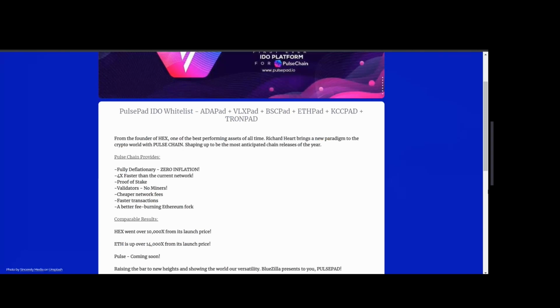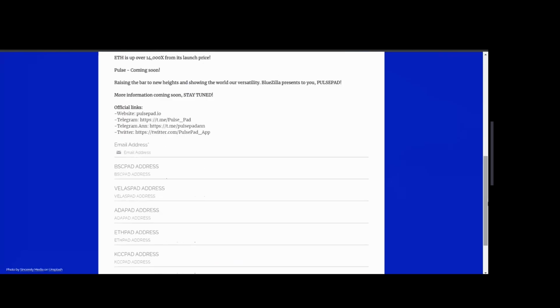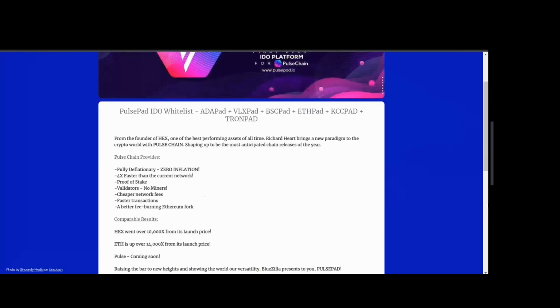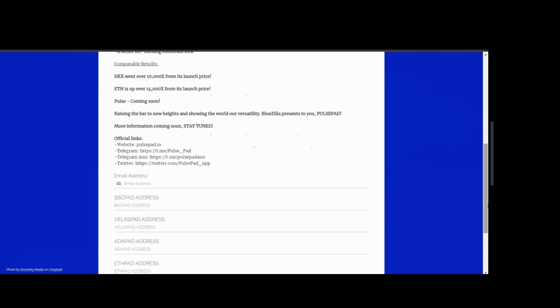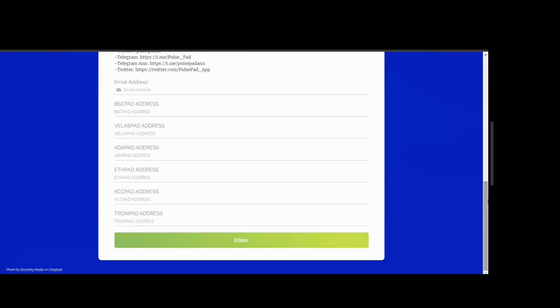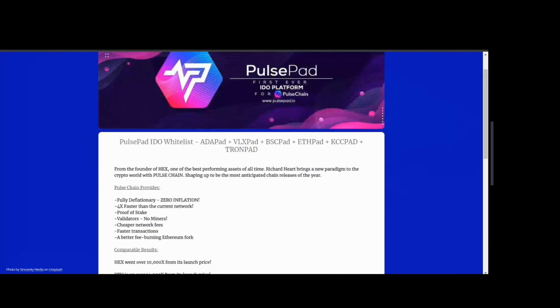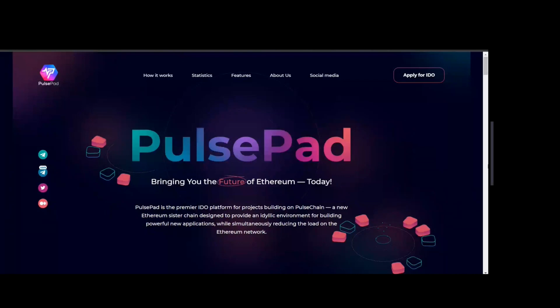So if you want to get whitelisted and don't have enough tokens of these launchpads, you can still use your email address and your addresses of the launchpad to get whitelisted. So let's go more in depth on the project. So what is Pulsepad? Pulsepad will be another launchpad. As you all know, the team behind Bluezilla, they're doing very well.